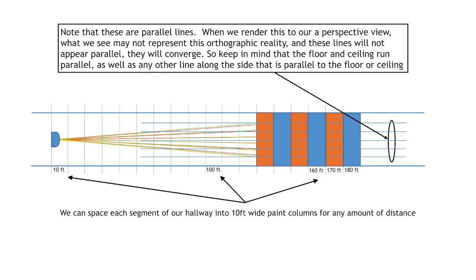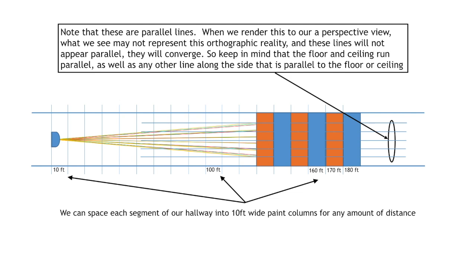So note that these are parallel lines. If we lay some parallel lines down in our corridor that are parallel to the floor and the ceiling, we will start to see how this will become our perspective view. So again, all these are parallel and perpendicular lines to one another. The paint stripes are perpendicular to the ceiling, and then we have some parallel lines that we placed going down parallel to the floor and the ceiling.